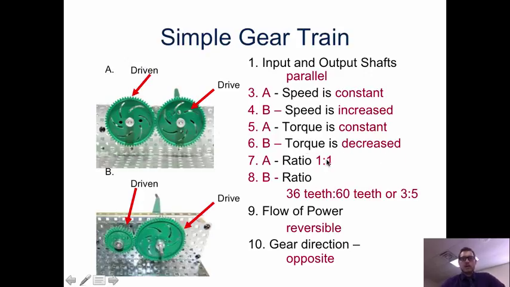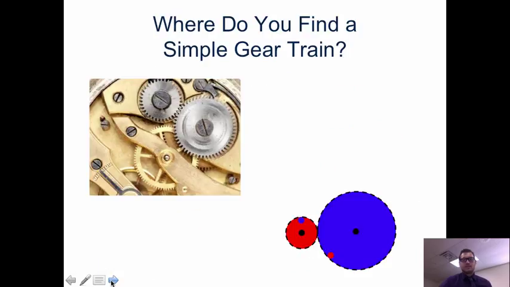The ratio for A is 1 to 1, and the ratio for B is 36 teeth to 60 teeth, or 3 to 5. And the flow of power is reversible. That's a major thing you need to look at. Can you turn both sides and the mechanism not get bound up? And the gear direction. In both of these, the gears are opposite in direction.